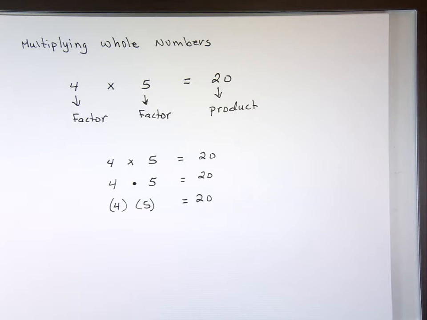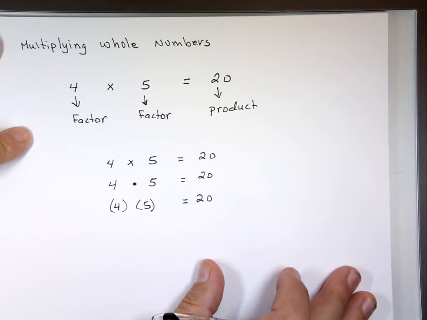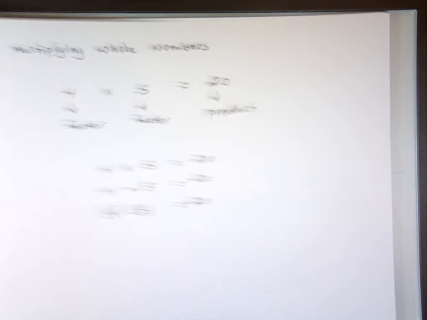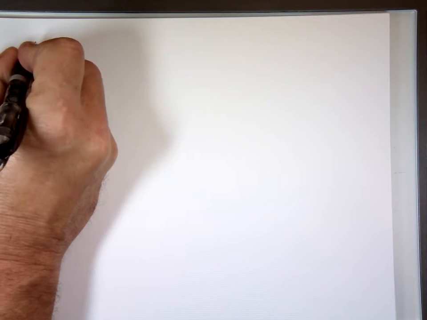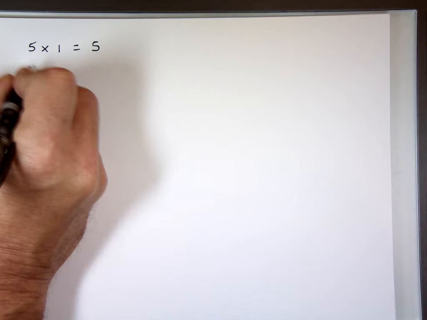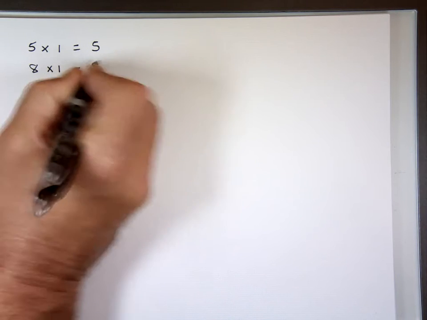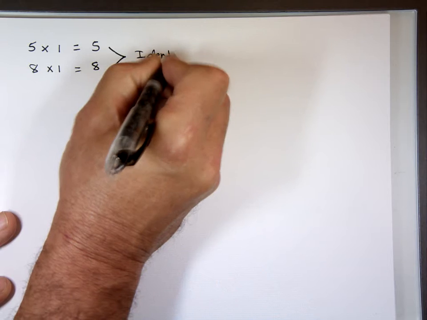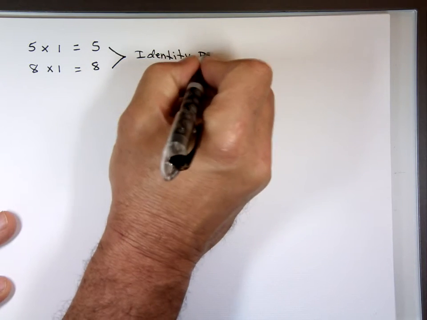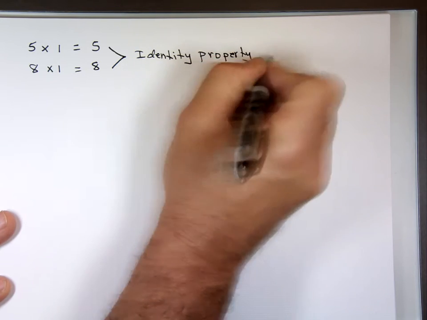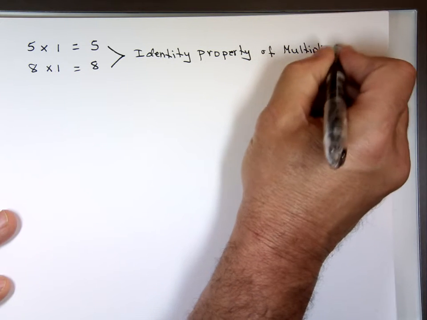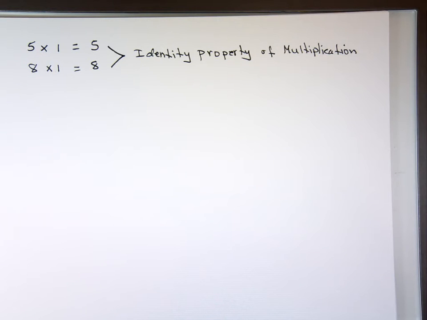So how do we multiply numbers? We'll look at some of the rules for multiplication. The first rule we're going to look at is called the identity property of multiplication. Let's look at that. What is 5 times 1? 5. What's 8 times 1? Any number multiplied by 1 is always the number itself. This is called the identity property of multiplication. A number multiplied by 1 is the number itself.